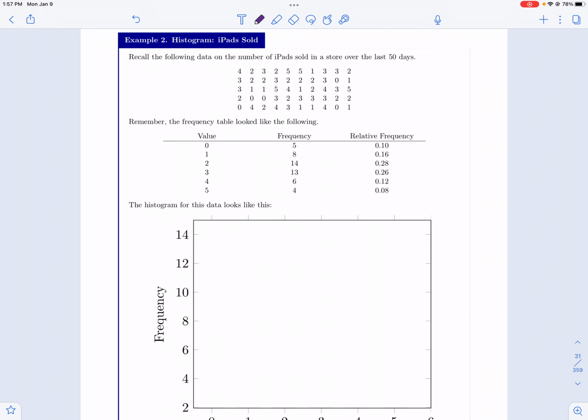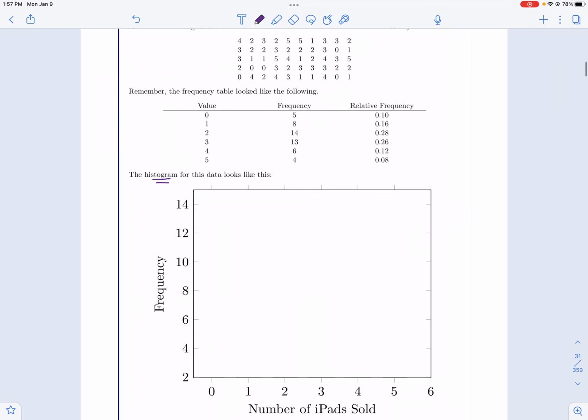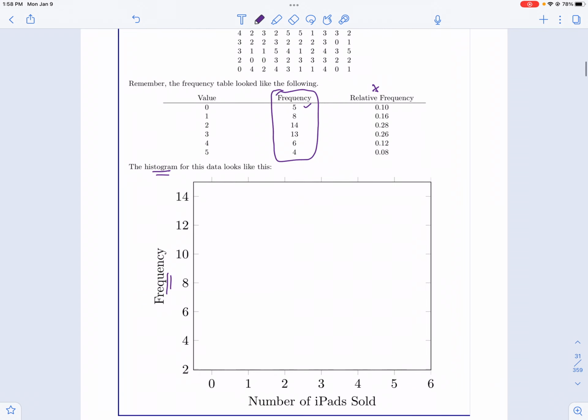Again, we are drawing a histogram, so we want to make sure everything's connected to each other. Since we're looking at the frequency, we're not dealing with this column. We're just focusing on the middle frequency column. Our value of 0 has a frequency of 5. Since it's a histogram, we start at 0, go up to where 5 is, and then go the whole way over and connect to 1.